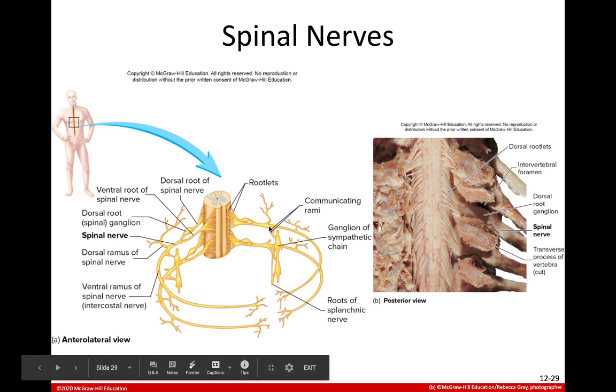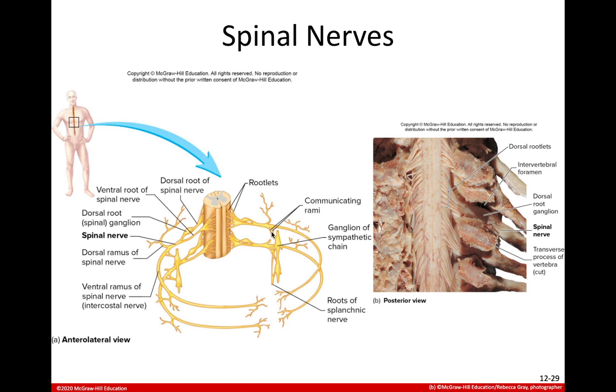The communicating rami branch and connect to the sympathetic chain ganglion, which we'll talk more about when we talk about the sympathetic and parasympathetic nervous systems. But just remember that those communicating rami are branches off the spinal nerves that are connecting to those sympathetic chain ganglia. Again, here's our spinal cord. You see the gray matter with the butterfly. Here are our little rootlets. This is our ventral root, and this is our dorsal root with the dorsal root ganglion. If you remember, we looked at that yesterday. And then these come together to make the actual spinal nerve, and that's what we're talking about now, the spinal nerves.